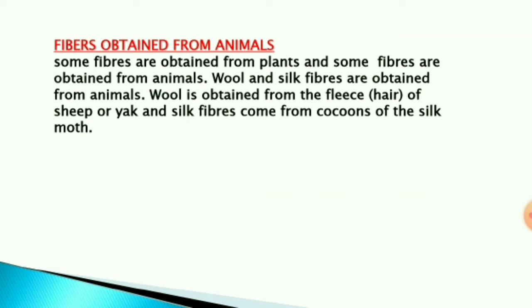Fibers obtained from animals. Some fibers are obtained from plants and some fibers are obtained from animals. Wool and silk fibers are obtained from animals. Wool is obtained from the fleece or hair of sheep or yak, and silk fiber comes from the cocoons of the silkworm.